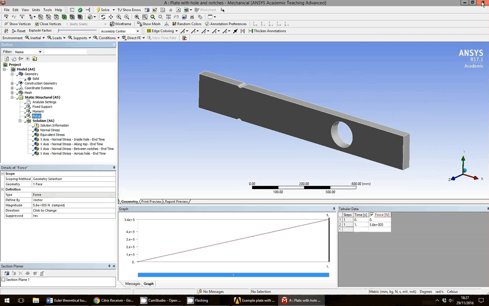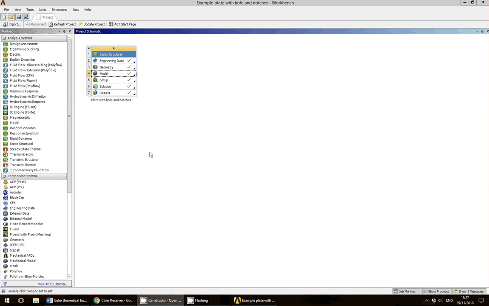Okay, so we go back to the Workbench window, and here's our project. Over here we have eigenvalue buckling. So with eigenvalue, the values are the buckling load. The eigenvectors in this case are the shapes, the buckling shapes. And the more complex the shape, the higher the buckling load.